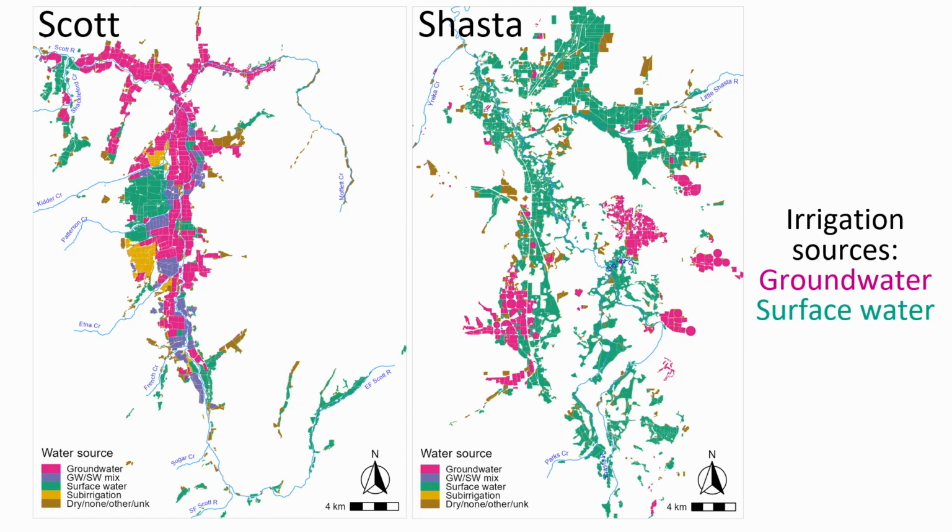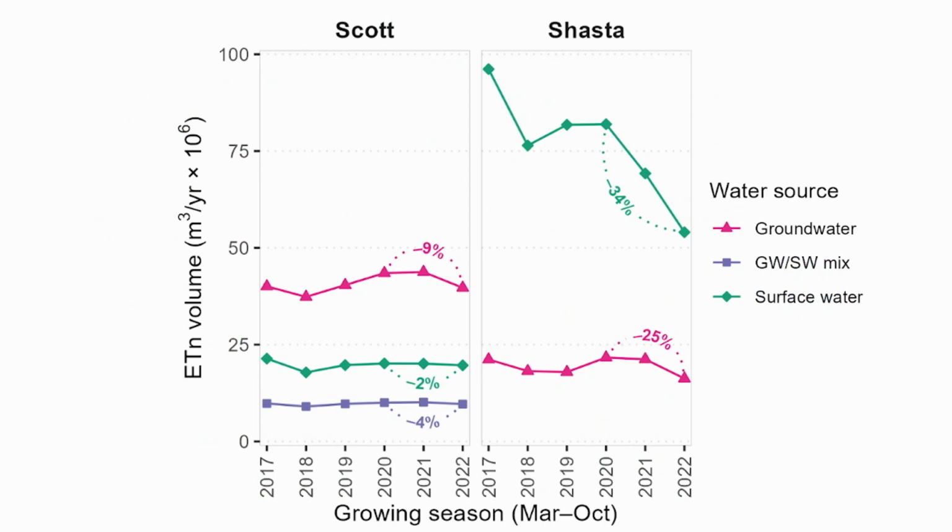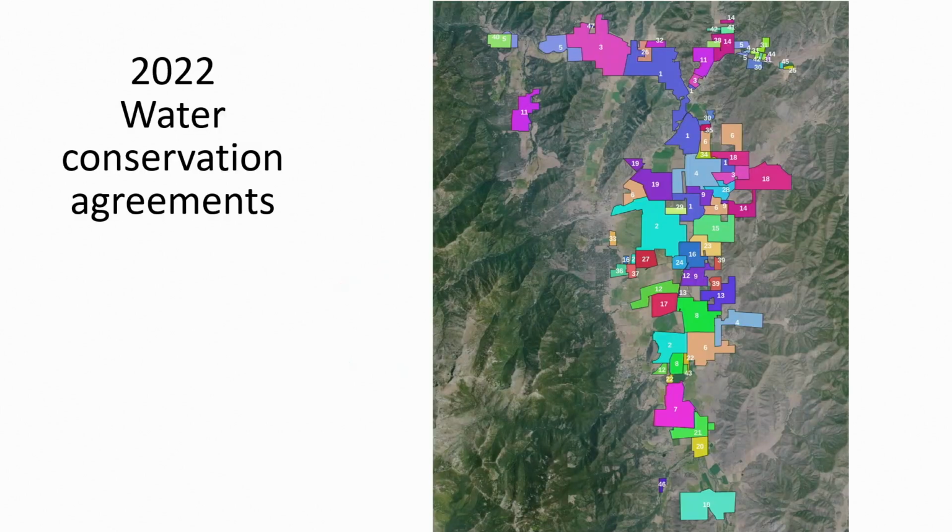We also looked at irrigation source. The Scott River is primarily groundwater irrigated, and the biggest crop there is alfalfa. In the Shasta River, the biggest source is surface water, and it's mostly flood irrigated pasture. In the Shasta, we did see reductions in both total net ET volume for surface water and for groundwater.